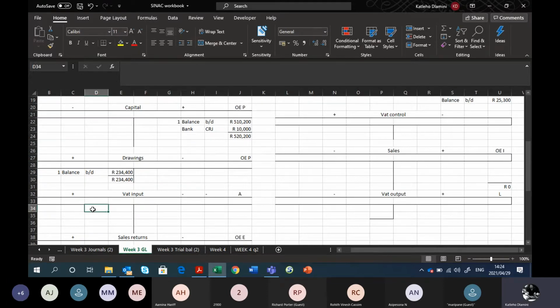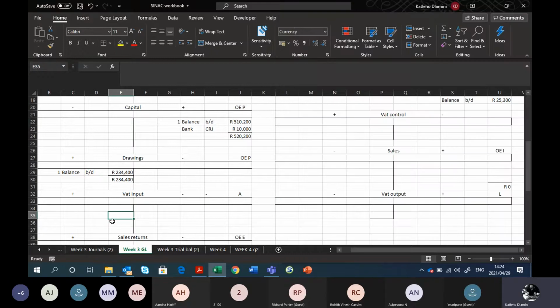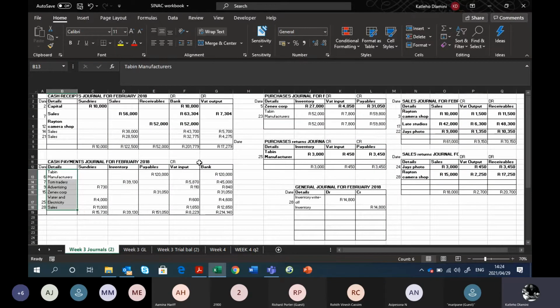Very next is my VAT input. Let me see, do I have a balance for that? No, I do not. Okay, so my VAT input will be this one, that one, that one, and that's it. We'll start with the ones that increase it.